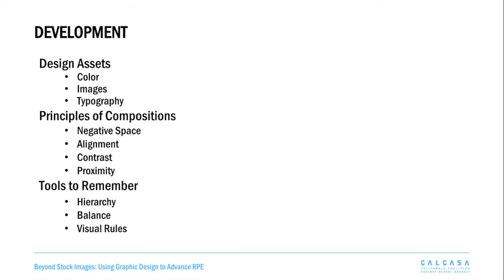After talking about collaboration and some ideas on how to better find what your audience may need, we're going to go ahead and talk about development and actually using different tools and elements to create a cohesive design that looks good to your audience. We will be talking about different design assets that include color, images, and typography, and principles of composition. In that, we'll talk about negative space, alignment, contrast, and proximity, and then a couple of tools to remember. These are overall tools of hierarchy, balance, and visual rules.